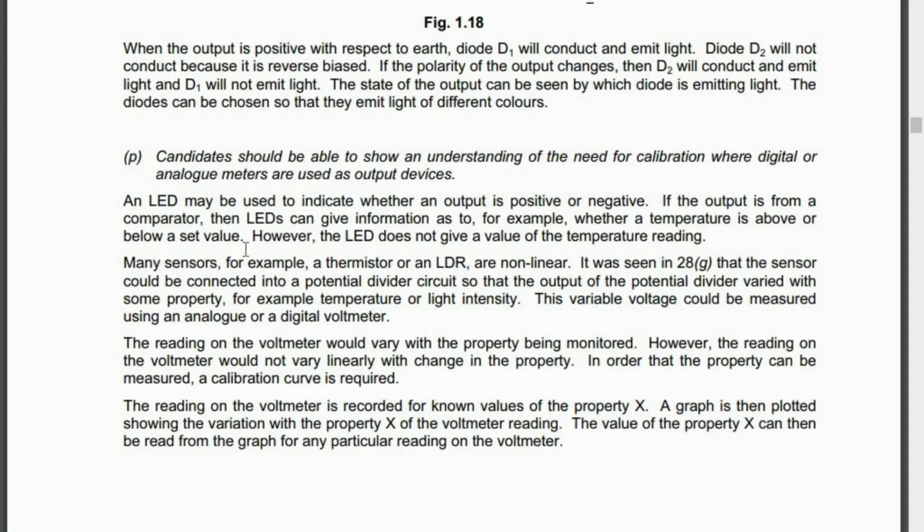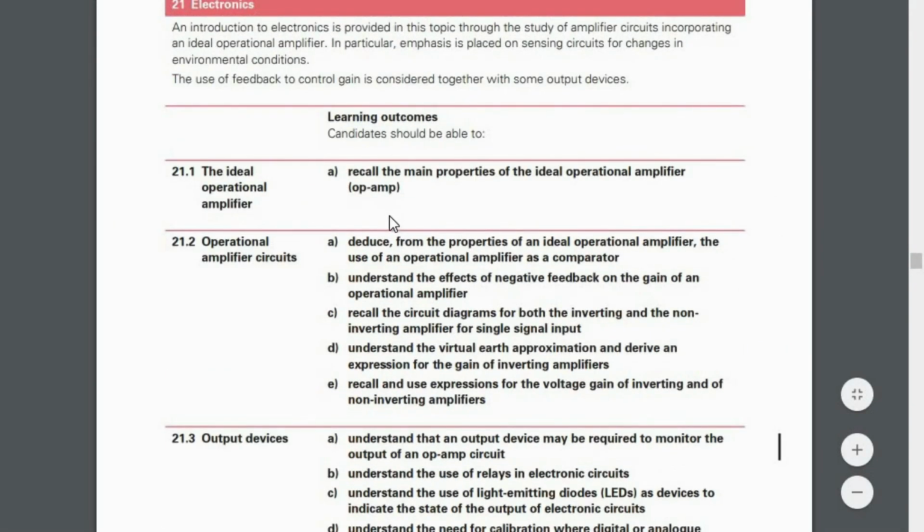So yes, that's it. That's the end of op amps and the entire thing of electronics. Is everyone clear on this? Any questions, guys? All right, then we're done.